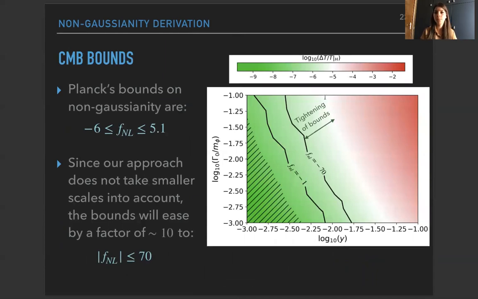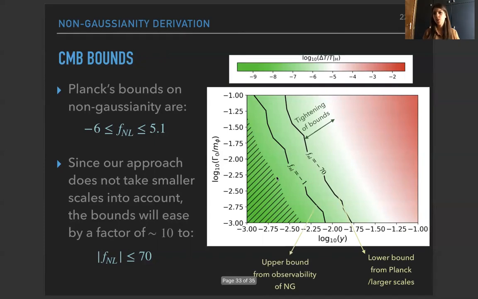So you can see how the bounds tighten from the white region to this minus 70 line, which translates sometimes even into an order of magnitude when you look at unblocked decay rates gamma naught. So the minus 70 line is actually the lower bound by Planck, which would normally be minus 6. However, we have to ease it by a factor of around 10 because we only look at larger scales. And everything below this line is allowed by observations.